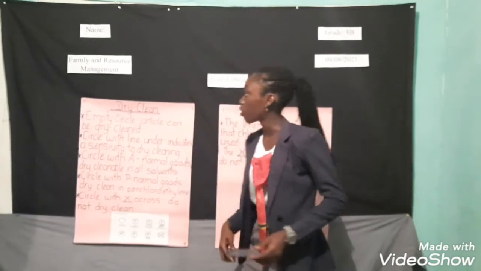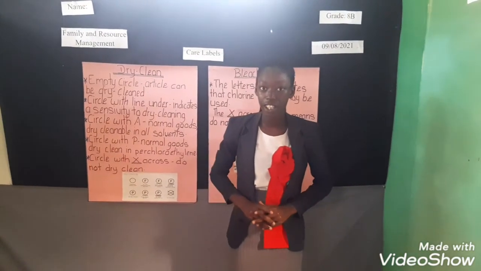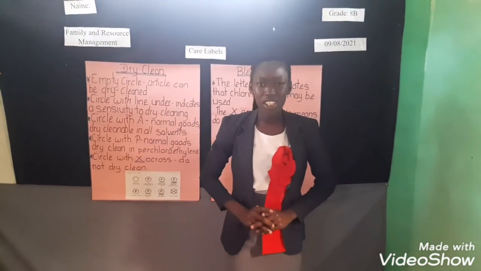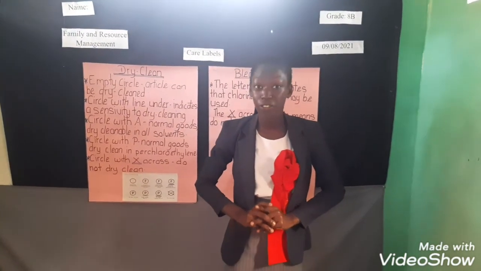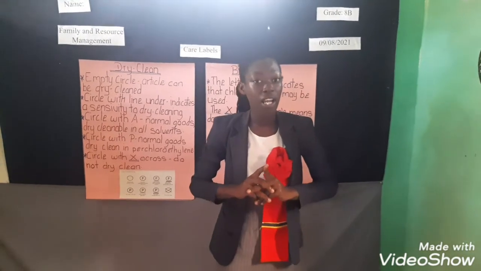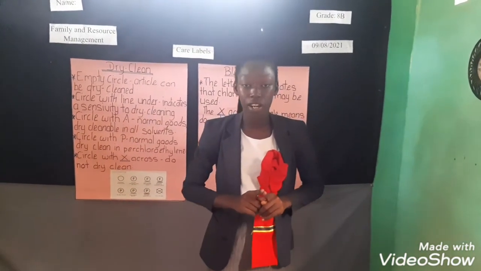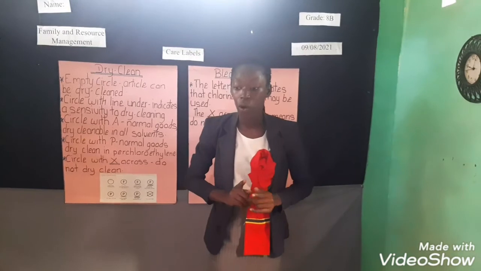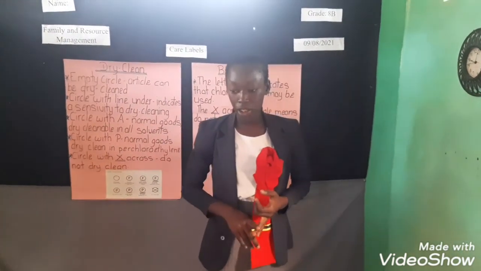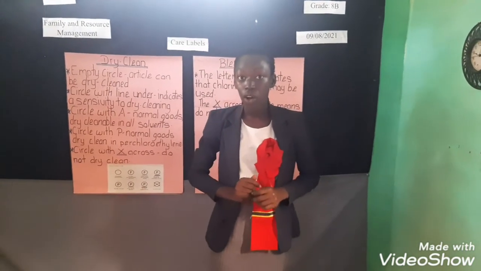So now, since we have finished, good. So everyone understands now the methods of caring for clothing and their variations. Good. So to conclude our lesson, I would now like you to draw in your exercise books 2 symbols for each of the methods of clothing care, that is washing, bleaching, drying, ironing, and dry cleaning. Now quickly do so.